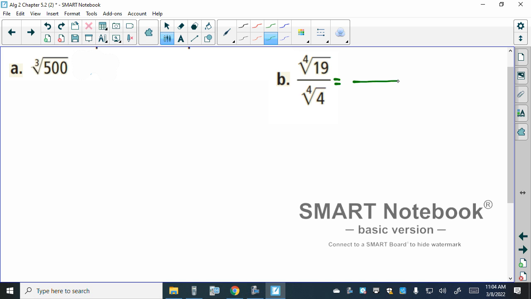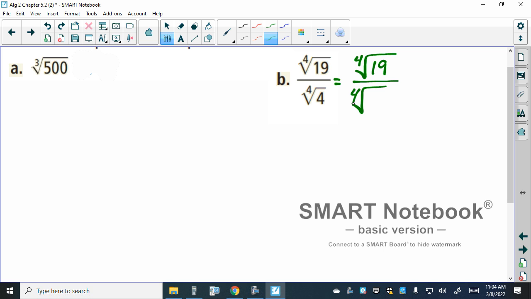Well, 19 is prime, yes? The only factors are 1 and itself. So, 19, there's nothing we can do with it. We definitely can't take the fourth root. We can't take any root of 19 and get a whole number. But now we need to look at the denominator, our 4.